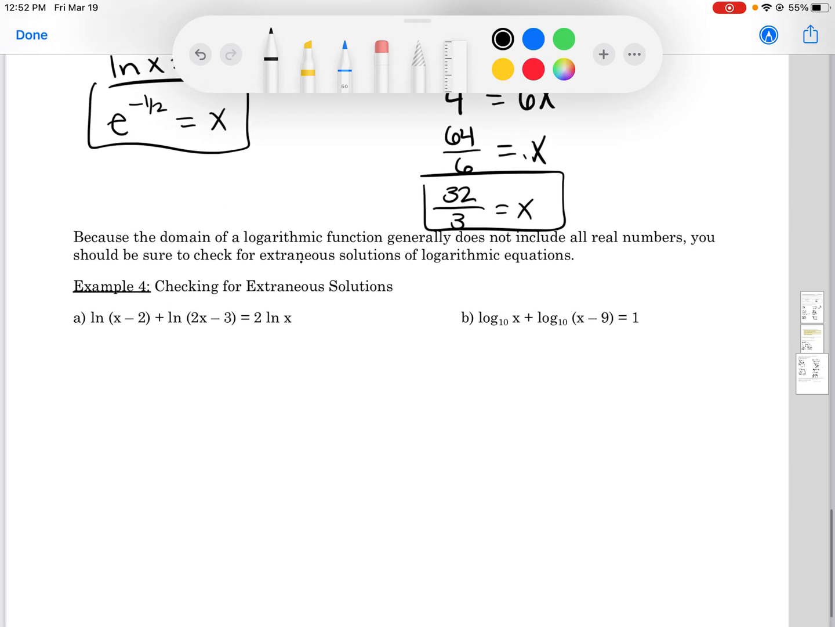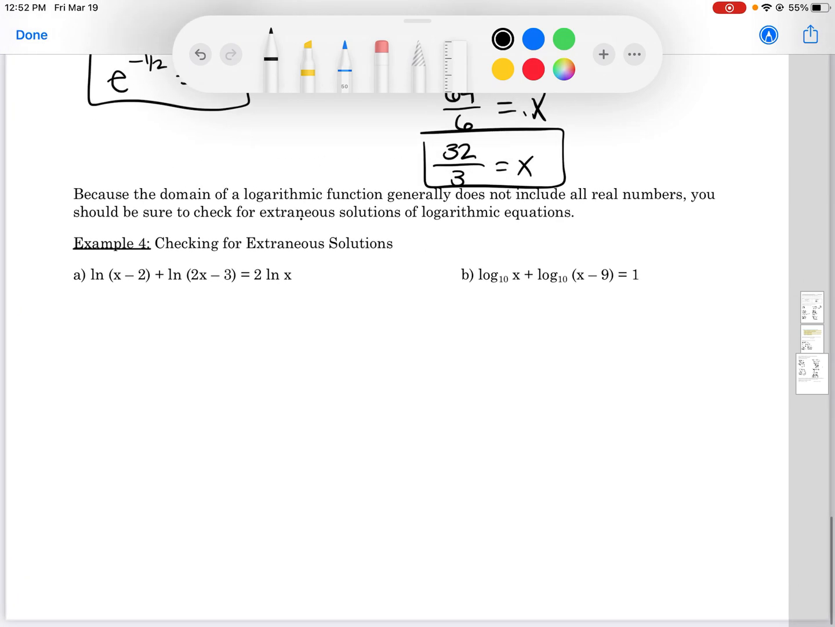Okay. Because the domain of a logarithmic function generally doesn't include all real numbers, you should be sure to check for extraneous solutions. Remember, we can't take the log of anything less than 0, or really of anything less than or equal to 0, I should say. We can't even take the log of 0. So then we're going to check for these extraneous solutions. So we'll solve it first and see what happens.